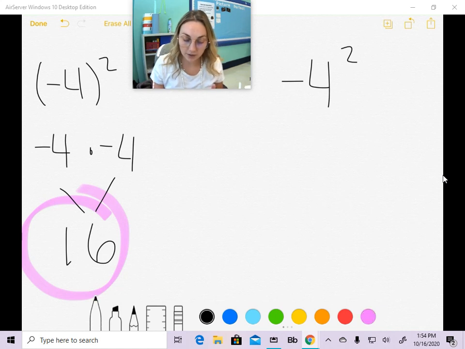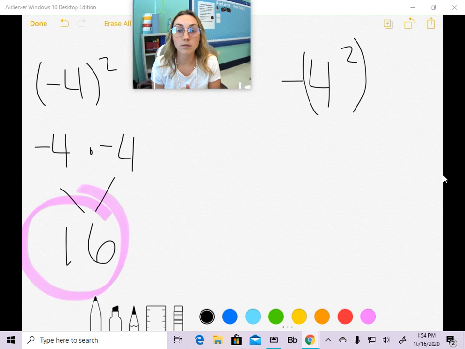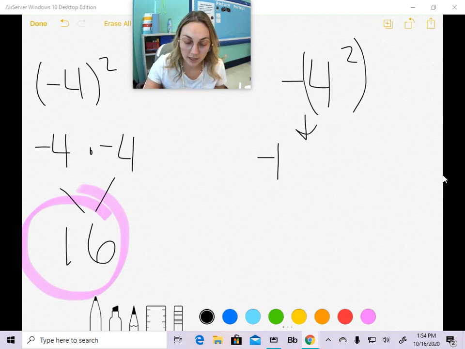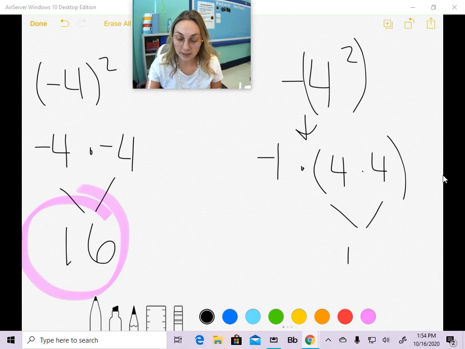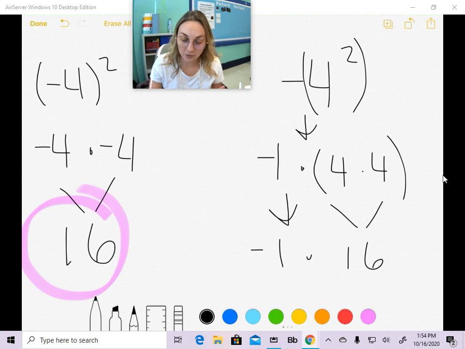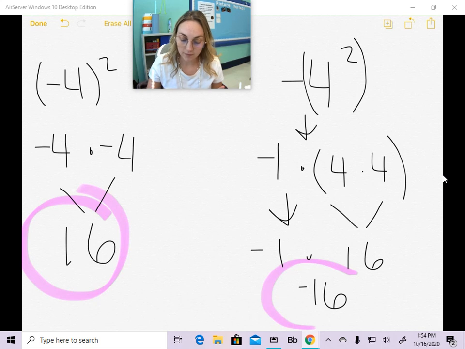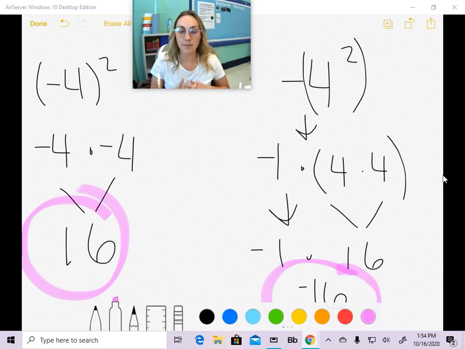But if we go to this other side, the negative 4 is not in parentheses. That means only the 4 is getting squared. So we would drop this down, and it would be the same as negative 1 multiplied by 4 times 4. Again, 4 times 4 is 16, that is correct, but we still need to drop down this negative 1 and multiply it. So the answer would actually be negative 16. That didn't look pretty.